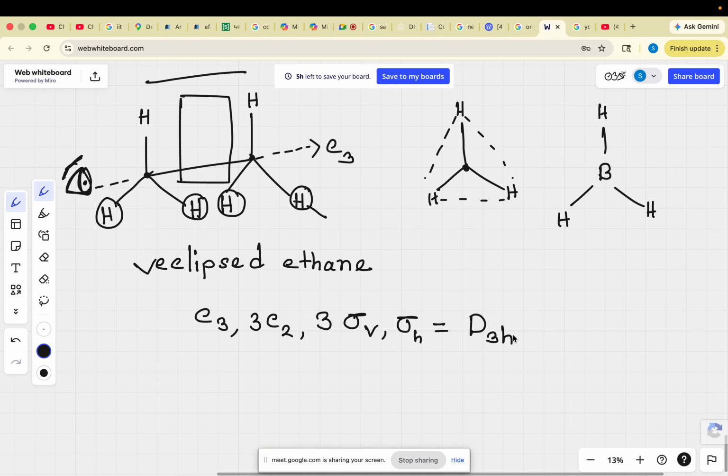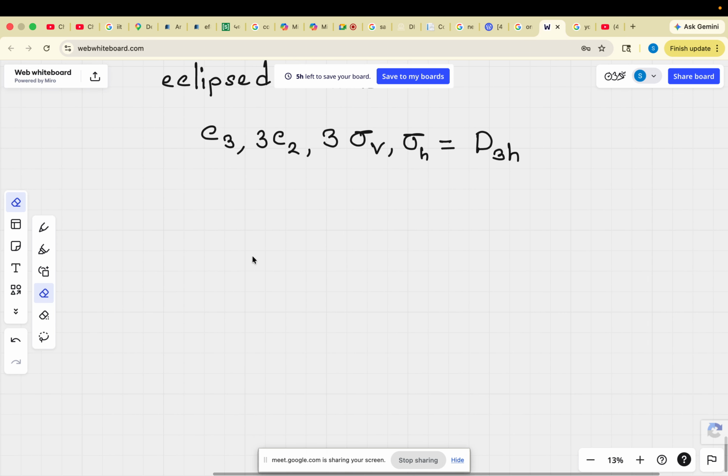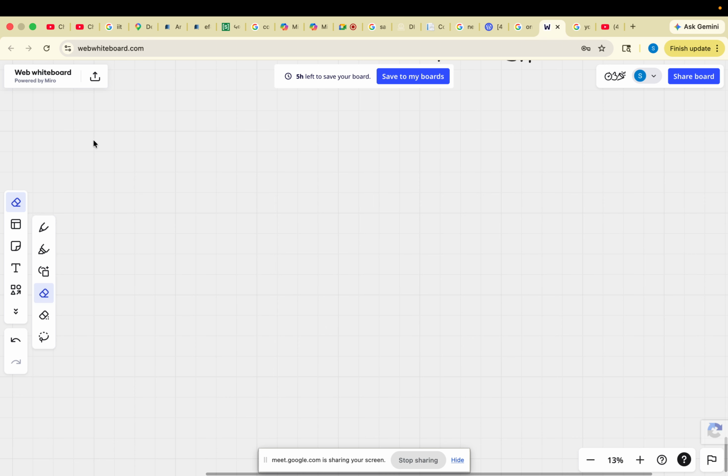So this is your eclipsed ethane, and you are getting D3h point group for this eclipsed ethane. Fine. Now next we have staggered ethane.